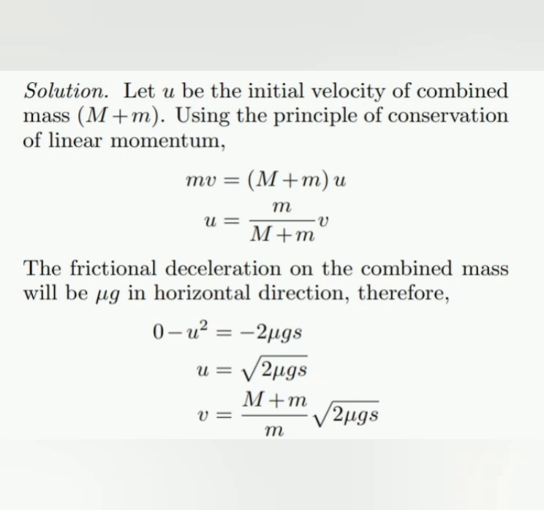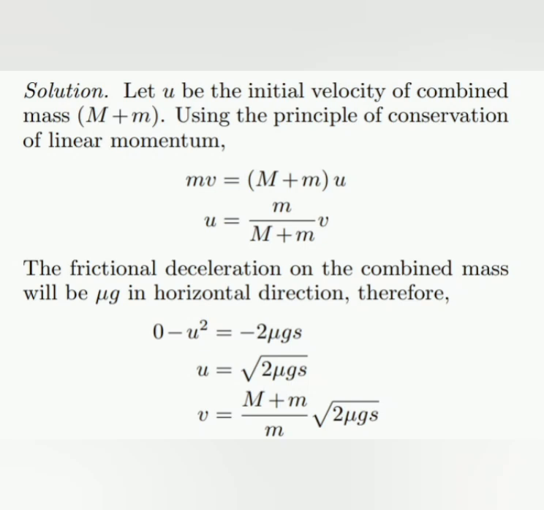So mv is equal to, after collision, the combined mass times the common velocity. The mass will be combined, and the velocity just after collision will be the same for both. So capital M plus m into u, where u is the velocity just after collision. So mv equals capital M plus small m into u, and I get the combined initial velocity u as m divided by capital M plus m, into v. That will be equation 1.